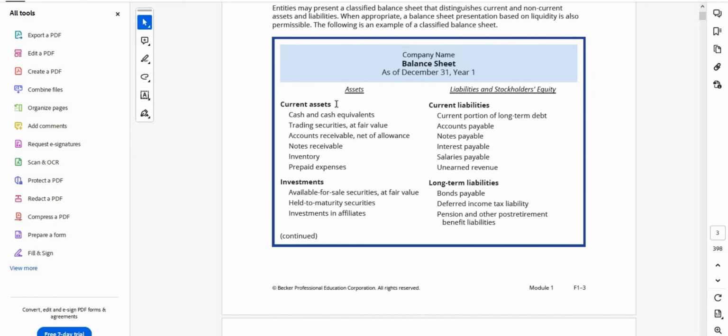So you all know that under current assets we have cash and cash equivalents, trading securities, accounts receivable, notes receivable, inventory, prepaid expenses. Prepaid expenses are part of current assets, the expenses which are paid in advance. And current liabilities have current portion of long-term debt, accounts payable, notes payable, interest payable, salaries payable, and unearned revenue, means the revenue which has been received but has not yet been earned.